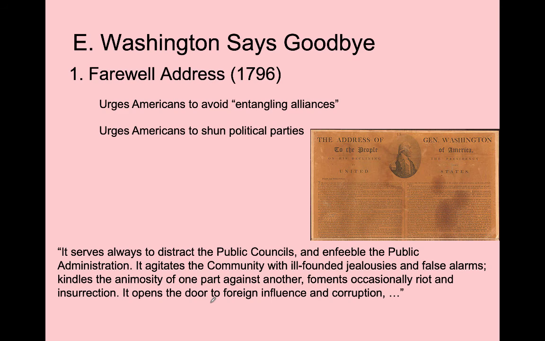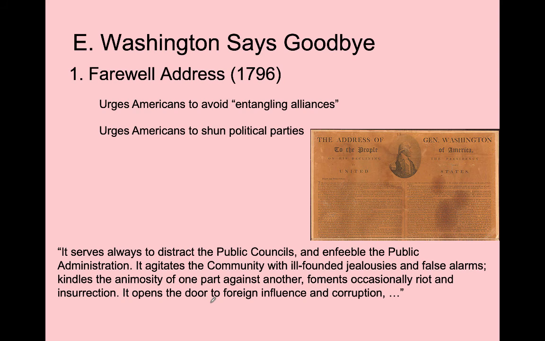It agitates the community with ill-founded jealousies and false alarms. All kinds of false narratives and false news are spread out there, and it just keeps us from being a united group of people when dealing with our own problems and problems with other countries. He says parties kindle the hatred, the animosity of one part of the country against another, foments occasional riot and insurrection. It opens the door to foreign influence and corruption. And he's talking about other countries trying to get involved in our own politics.